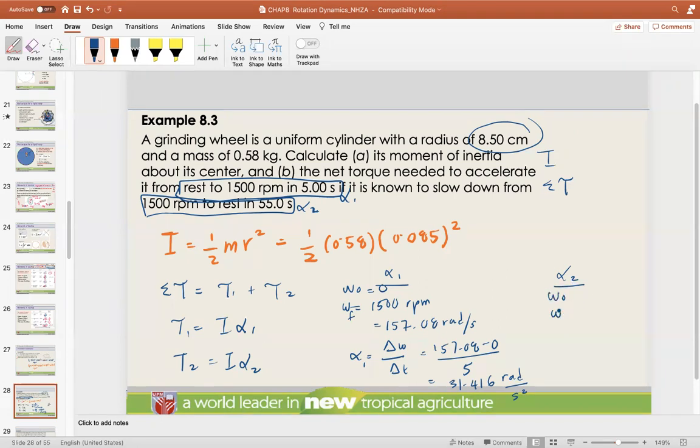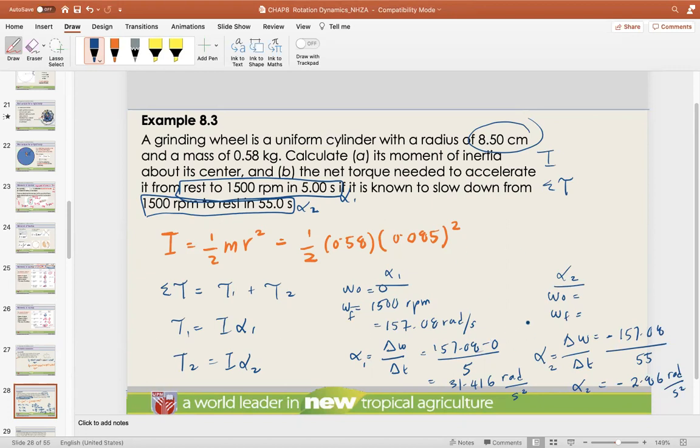Okay, so Akil. Delta omega is 0 minus 157.08, so delta omega is negative 157.08. Divided by 55 seconds gives negative 2.86 radian per second squared. All right. Thank you Akil, thank you Mion.